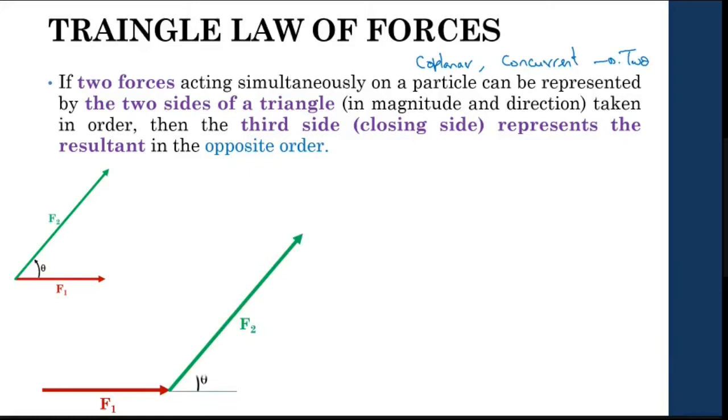For example, you can see here, I am redrawing it. This is my force F1, and this theta I am drawing like this. Okay, the resultant is joining this as a triangle, right? Joining this as a triangle. Okay, this is my resultant force. So the angle of the resultant will be like this.